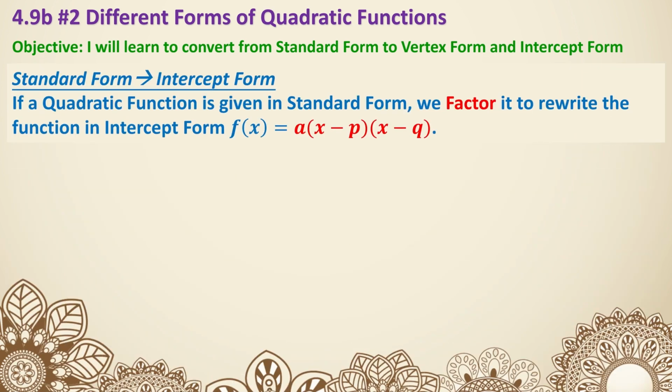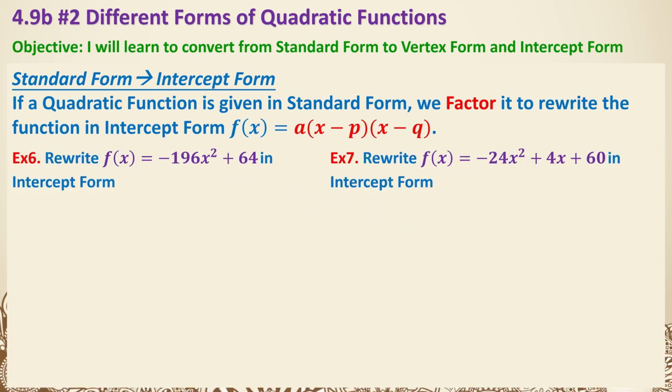Now a bit more practice. Example 6 and example 7. Okay, for 6, set it equal to 0. But we can actually factor because we can get rid of a GCF. Negative 196 and 64 could at least both be divided by, let me think, a 4, or a negative 4. So divide everything by negative 4. We are going to get 49x squared minus 16 equals 0.